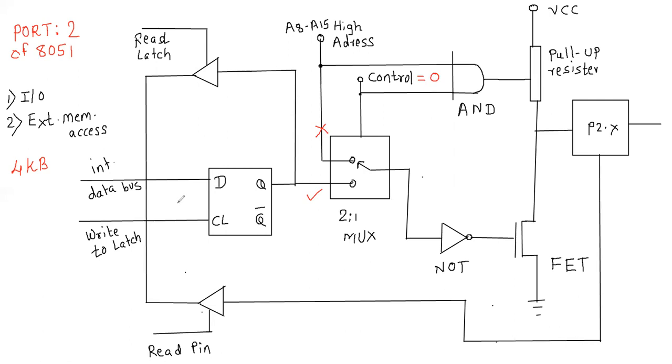Now what is the meaning of input output operation? Input operation means whenever the microcontroller reads the data from the port pin through this buffer and internal bus, this is called the reading operation. And writing operation is whenever the microcontroller is sending the data through this latch and through this multiplexer, NOT gate, and at the port pin. So this is called the output operation. So let us see first the input and output configuration function of port 2 of the 8051.